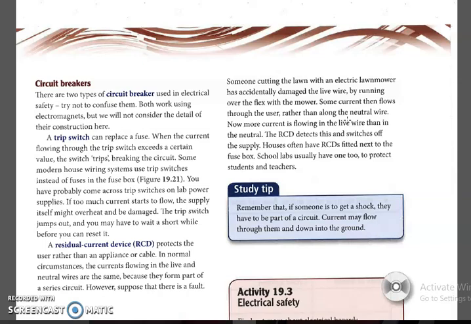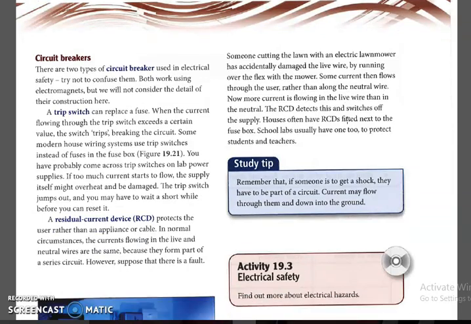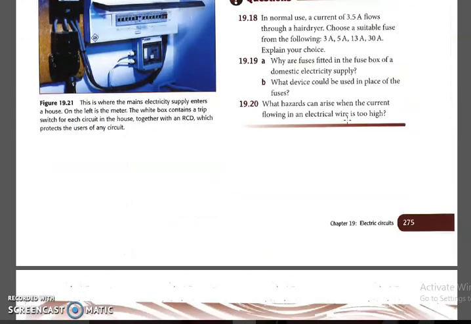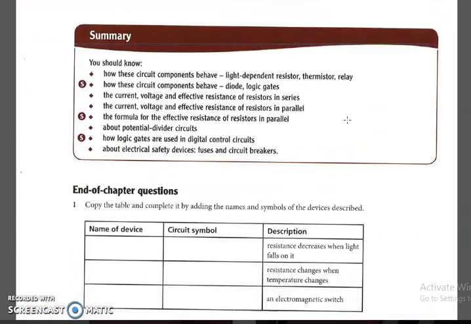Houses often have an RCD fitted next to the fuse box, and school labs usually have one to protect students and teachers. So this is how we protect our appliances and ourselves from fatal electrical shock.